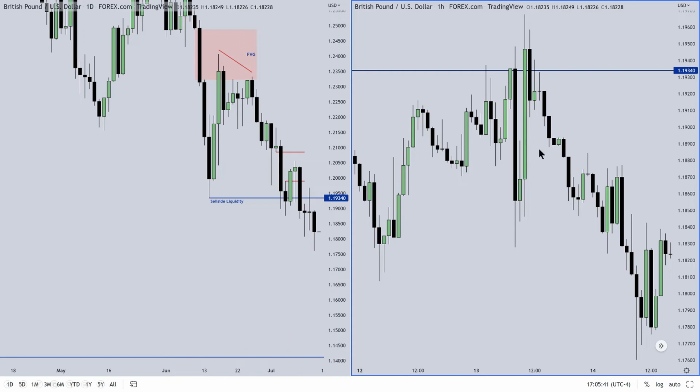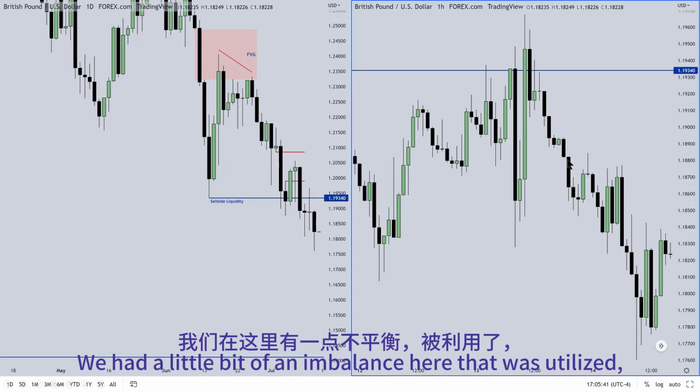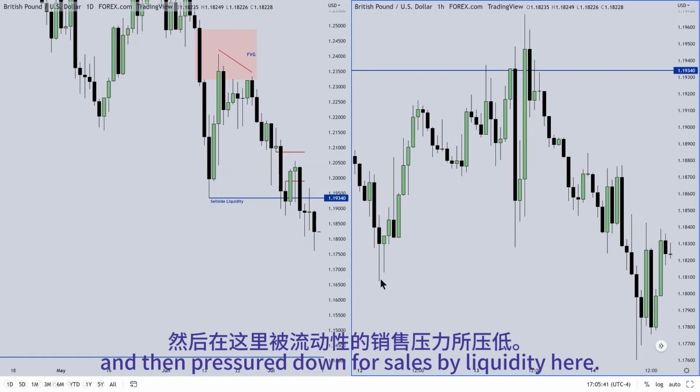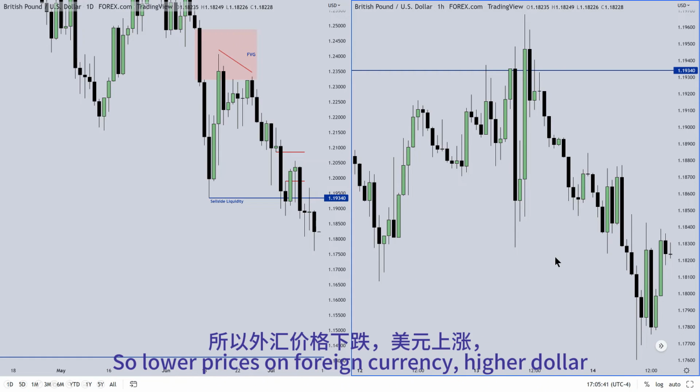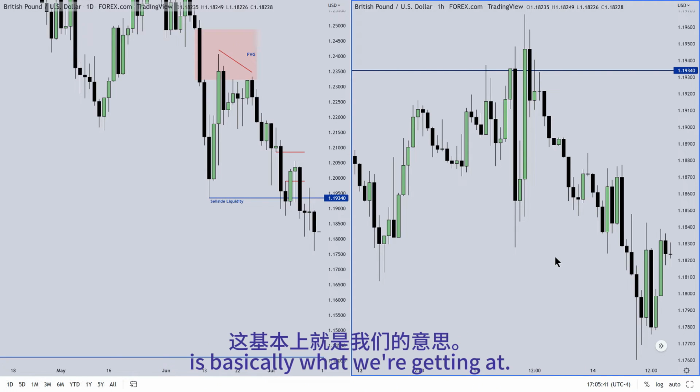On the hourly chart on pound dollar, just a real mess. We had a little bit of an imbalance here that was utilized, and then just sloppy in the morning, and then pressured down for sell side liquidity here. So lower prices on foreign currency, higher dollar is basically what we're getting at.